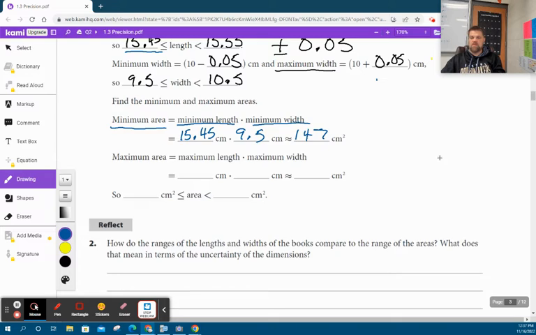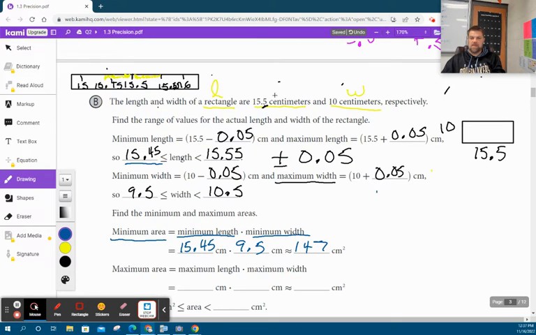The reason we're rounding to the nearest one is that my precision was to the tenth. So because I'm uncertain of this measurement, I have to go to the ones. So we're always going to round to one level higher.